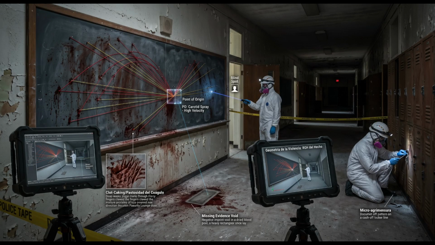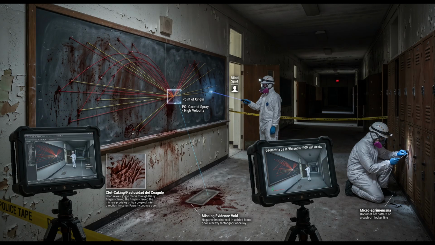The geometry of violence. The Silveridge High cold case. The hallways of Silveridge High had been silent for 12 years, abandoned when the foundation shifted and the walls began to weep moisture. But in the dim, filtered light of the long corridor, the history of the building was written in a language of iron and oxidation.